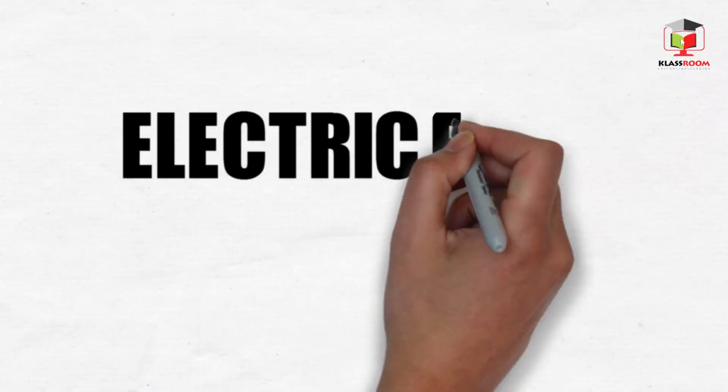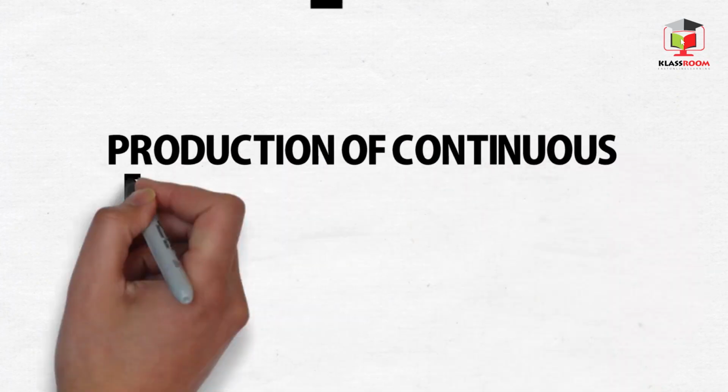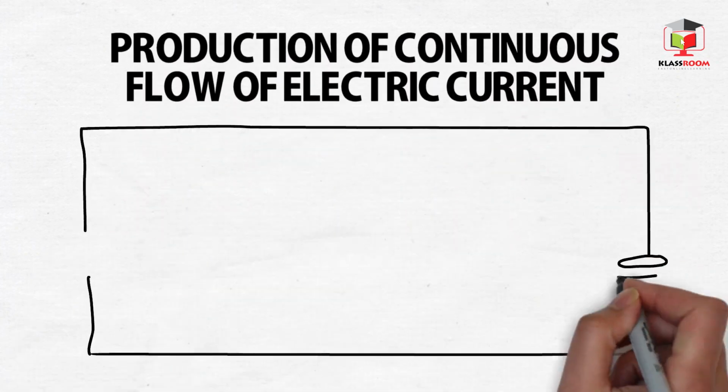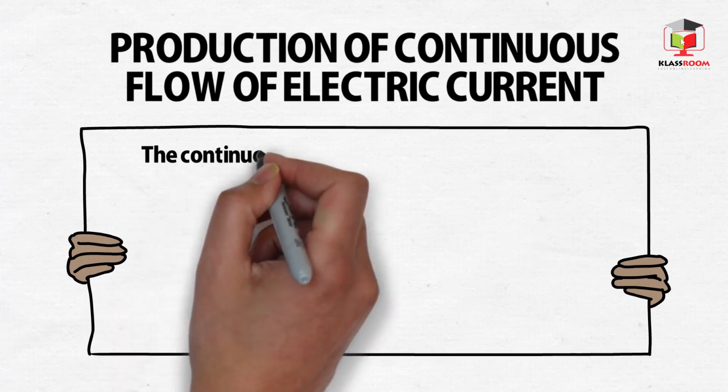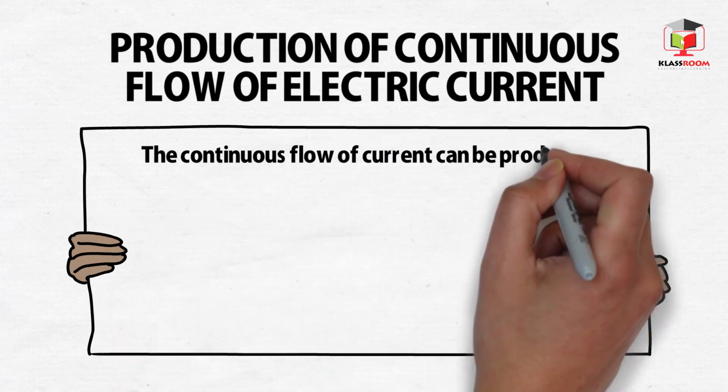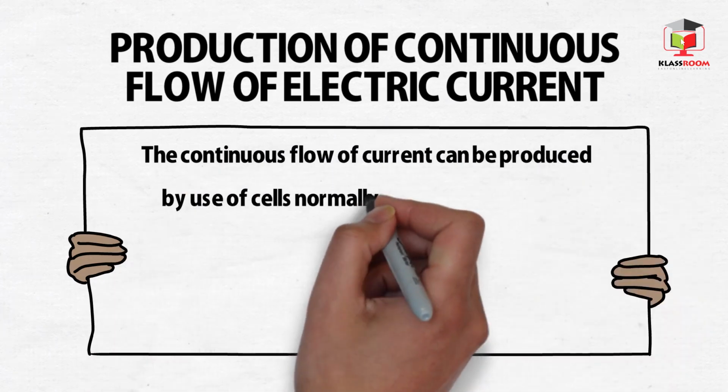Topic: Electric field 2. Production of continuous flow of electric current. The continuous flow of current can be produced by use of cells, normally known as batteries.